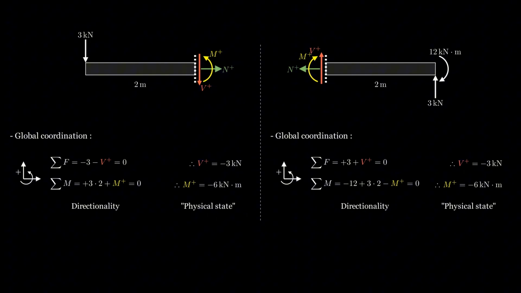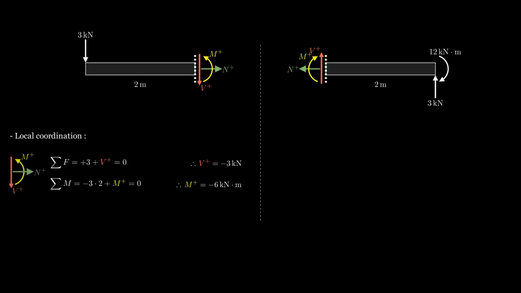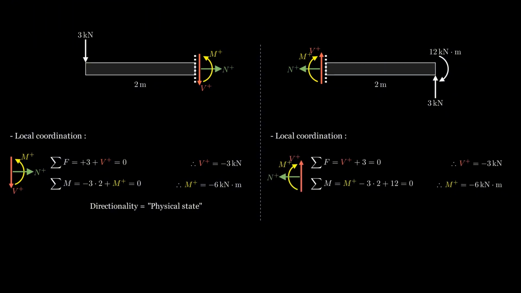There is one clean way to remove that confusion. Set the global coordinate system aside for a moment. Instead, take the positive internal force direction at the section itself and use that as a new local coordinate system when you write the equilibrium equations. Then the direction in the equation lines up directly with the physical state. And on the other side, if we do the same thing, and again use the positive internal force state as the new local coordinates, we get this. Again, the direction lines up directly with the physical state. And yes, the numerical result is exactly the same.